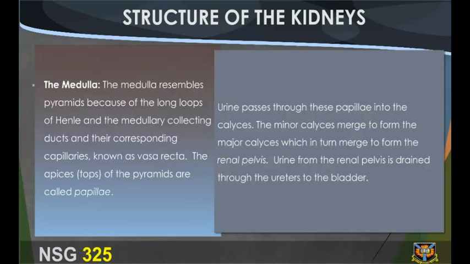The apices, tops of the pyramids, are called papillae. Urine passes through these papillae into the calyces. The minor calyces merge to form the major calyces, which in turn merge to form the renal pelvis. Urine from the renal pelvis is drained through the ureters to the bladder.